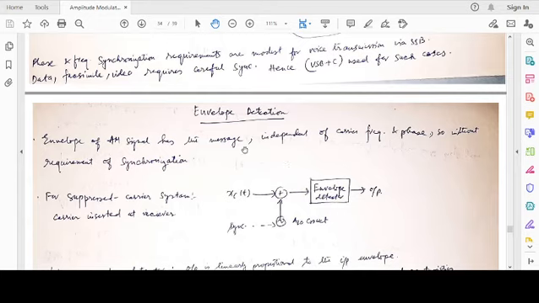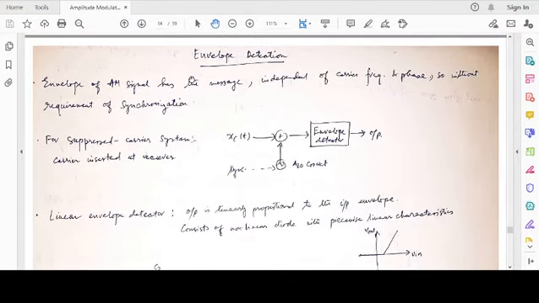Envelope detection. So now we move to envelope detection. We studied two classes of detector, right? Envelope detector and synchronous detector. The envelope of an amplitude modulated signal has the message. In a regular amplitude modulator, the carrier was present in the spectrum, independent of the carrier frequency and phase. So there is no requirement of synchronization. This is the beauty of envelope detection.